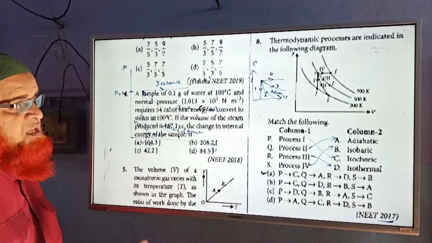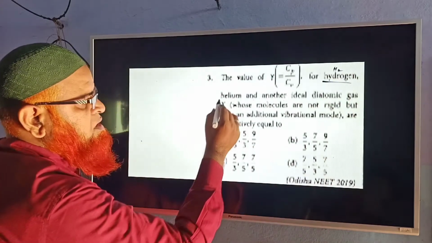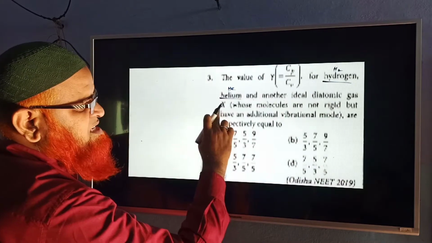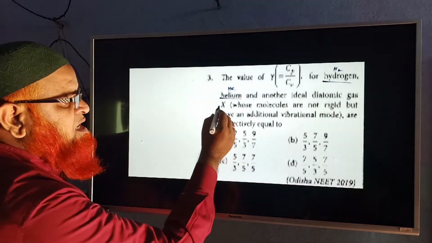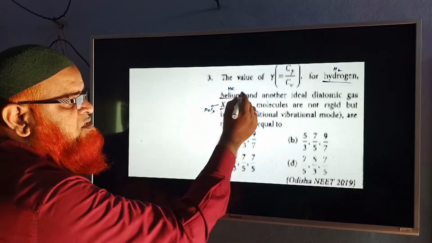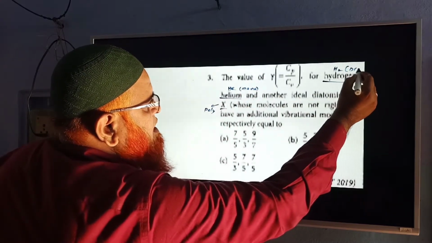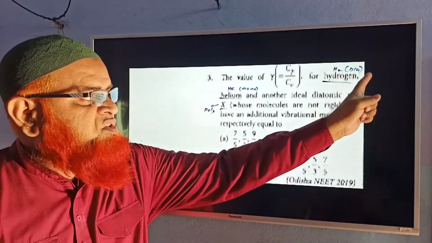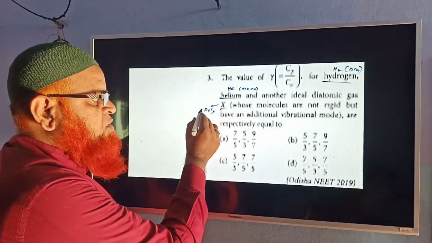Then, what type of molecule is this? Hydrogen is considered to be H2. Helium is considered to be He, and another ideal diatomic gas whose molecules are not rigid but move in additional vibrational modes. That means this is going to be poly. This is going to be mono, and this is going to be dia. So the first one is hydrogen, which is called diatomic, the second one is monoatomic, and this is X, which is called polyatomic.